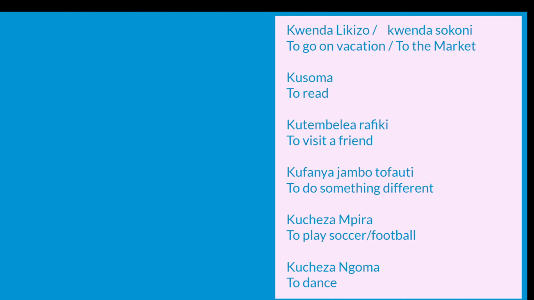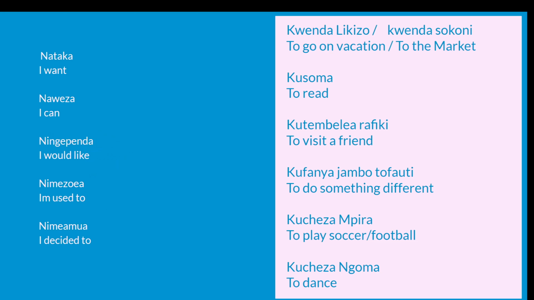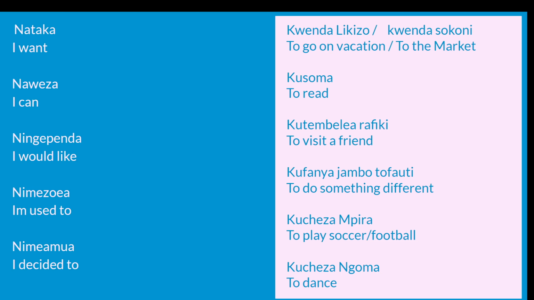So today we have a few words and action words on the right hand side, and we have a number of other words. I think I call them tie words. They help you tie action into a conversation. So we have nataka, which stands for I want. Naweza, I can. Ningependa, I would like. Nimezoea, I'm used to. Nimeamua, I decided to.